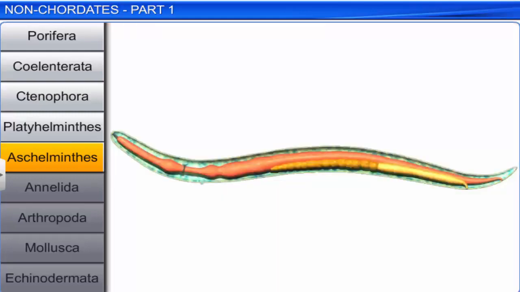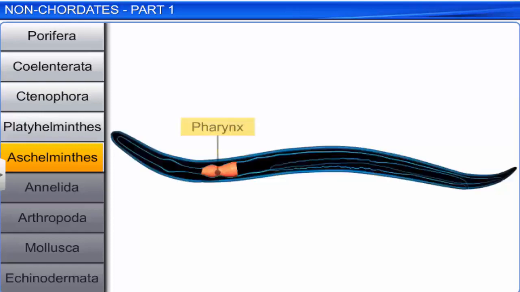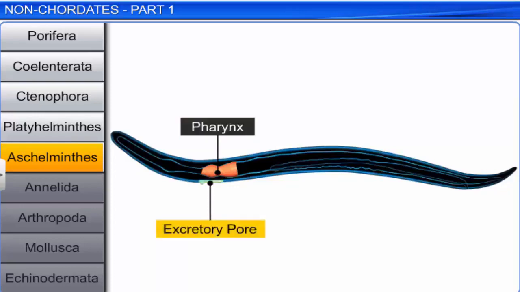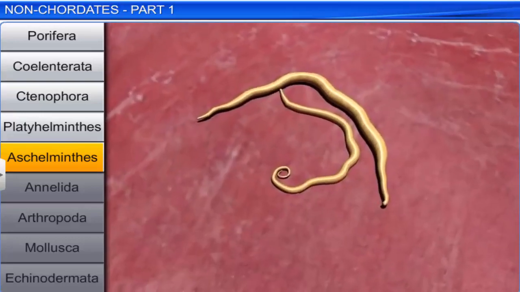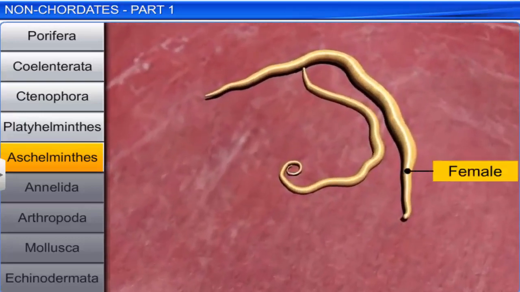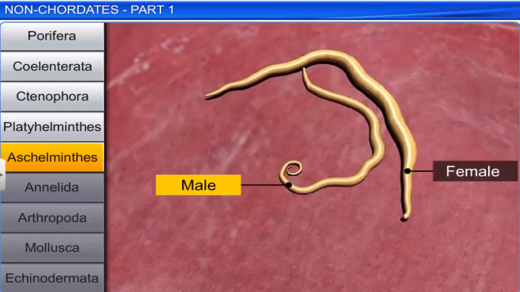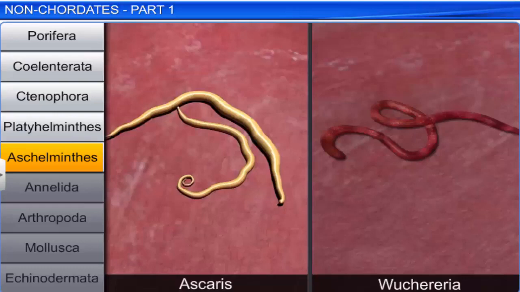In Aschelminthes, the alimentary canal is complete with a well-developed muscular pharynx. Body wastes are removed through the excretory pore. Roundworms are dioecious and the females are usually longer than the males. Fertilization is internal with direct or indirect development. Ascaris and Wuchereria are common members of this phylum.